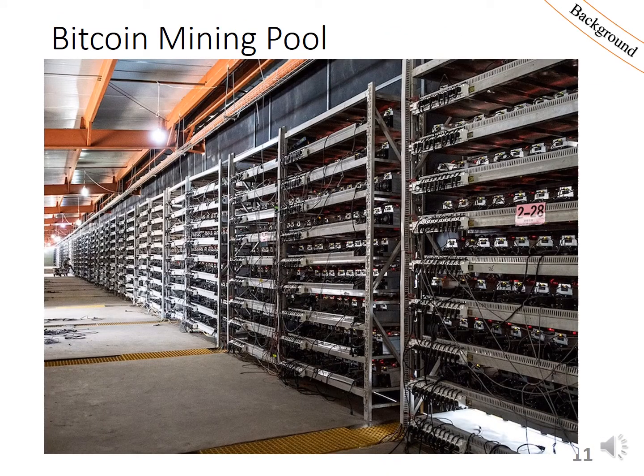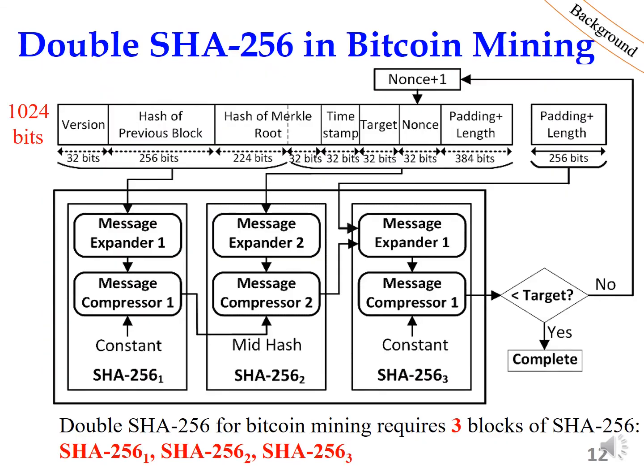And this is an example of hardware resource need for computing Double SHA in a Bitcoin mining pool. You see that a lot of GPUs are piled up again and again in a mining pool. And from now, let's go inside the computation of Double SHA-256. It needs 3 individual SHA-256 circuits.